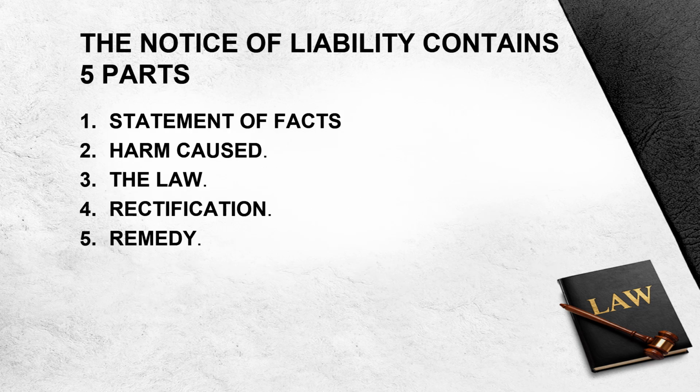The notice of liability contains 5 parts: statement of facts, whatever harm they've caused you, whatever laws they've broken, and then you typically give them time to make an adjustment or make a correction in the hopes that you won't have to take them into a higher court, and you provide them the remedy that you're seeking. In essence, what you're trying to do is you're trying to settle this matter privately. That's all the notice of liability does.